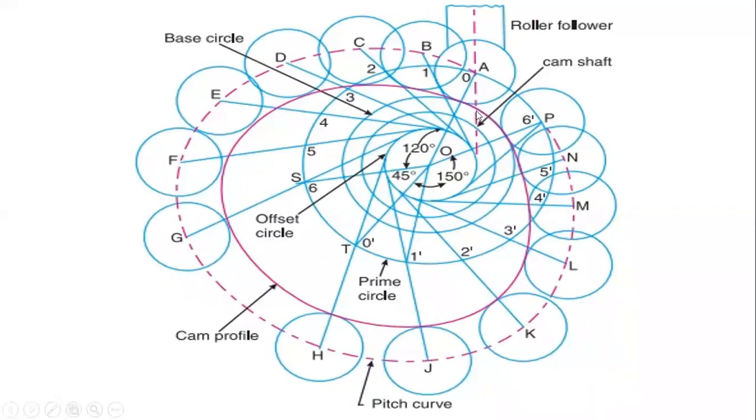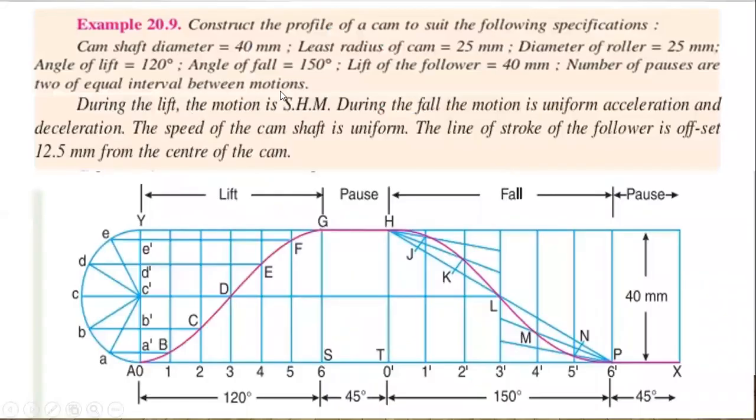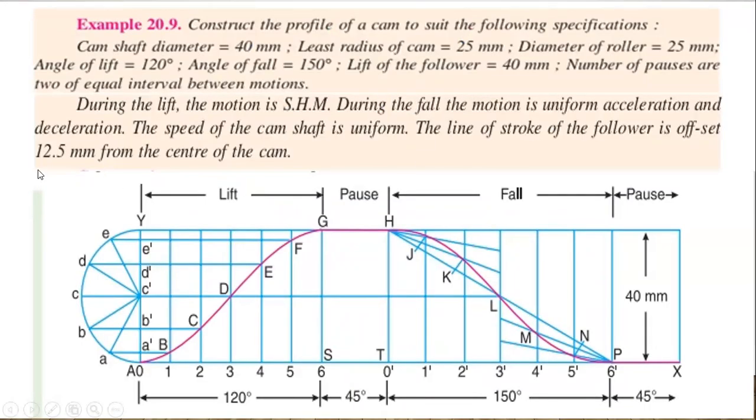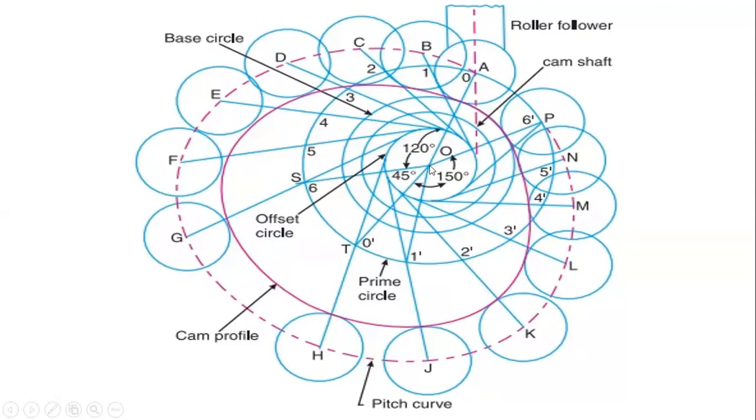This is the prime circle, and you have to draw the base circle first. This base circle is fixed with the least radius of the cam, that is 25 mm. Sorry, radius is 25 mm, diameter is 50 mm. So identify the center and take the offset distance from the center of the position, that is 12.5 mm, which is given in the question. So they have taken 12.5 mm from the center of the camshaft.